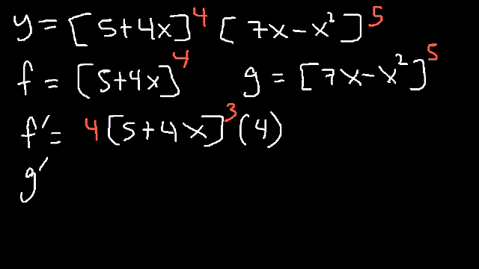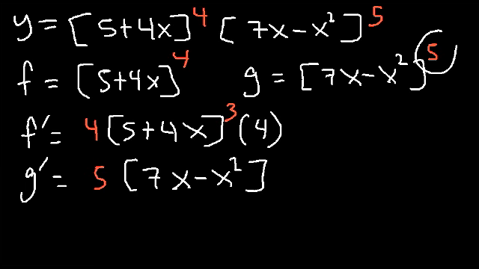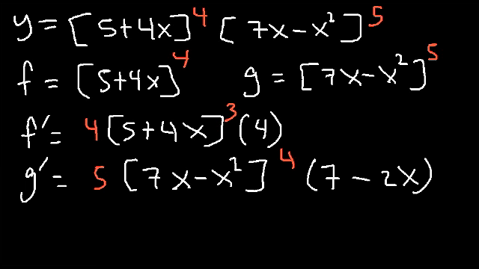Now to find g prime, we're going to use the same technique. Let's move the 5 to the front. So it's going to be 5, keep the inside the same, which is 7x minus x squared. Then subtract 5 by 1, so it's going to be 4. And then find the derivative on the inside and multiply it to this expression. The derivative of 7x is 7, and for x squared is 2x. So now we have f, g, f prime, and g prime.